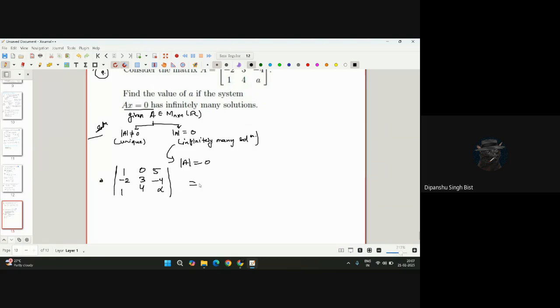Okay, so if we find the determinant along row 1, that gives us 3 alpha plus 16, and then it's 0, and then 5 times of minus 8 minus 3, minus 11. I'm assuming it is correct. Okay, so in the next step we are equating it with 0.